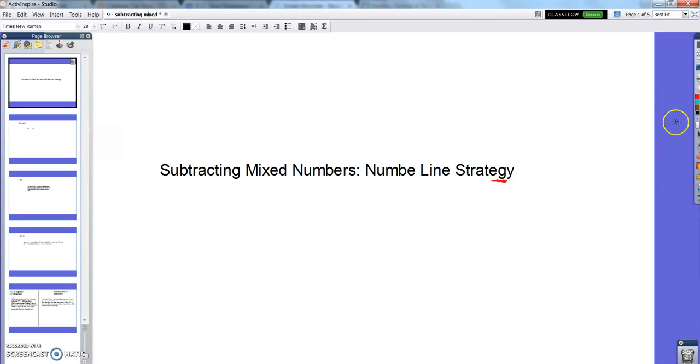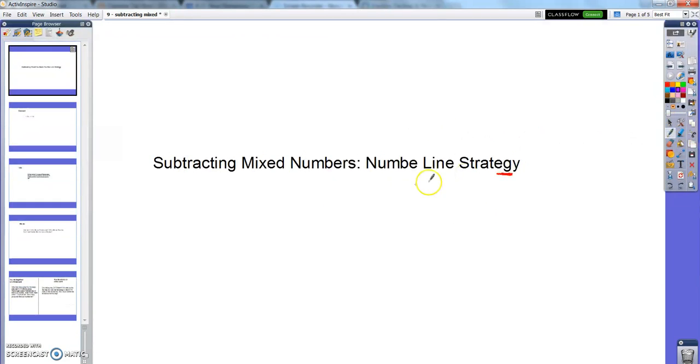Hey there, 4th grade. Today we're going to work on the number line strategy for subtracting mixed numbers. We did this for adding mixed numbers, and now that we know how to subtract mixed numbers another way, we're going to use the number line strategy for subtracting. So go ahead and label that as your next page. Put your pencil in your output, close it up, and unpause when you are ready.